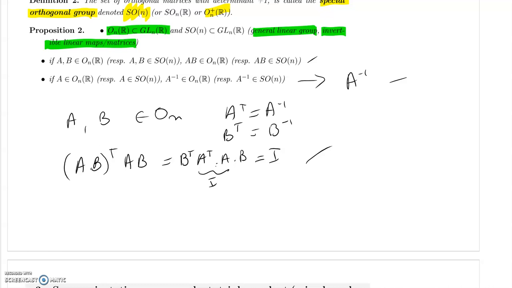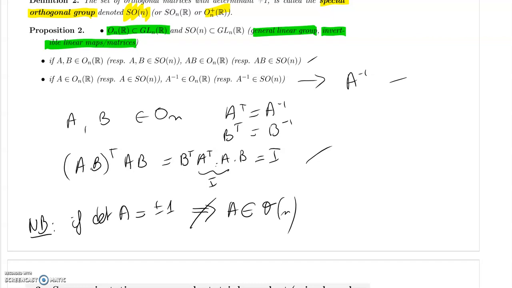Just note one thing: if we've got an orthogonal matrix, we have that its determinant is plus or minus 1, but the reverse implication is false. If the determinant of A is equal to plus or minus 1, it does not imply that A is an orthogonal matrix. As a counterexample, you can think about the matrix with rows 1, 1 and 1, 0. I'll let you think about why. That has obviously determinant of 1, but why is this not an orthogonal matrix? So pause here and find out why this is not orthogonal.